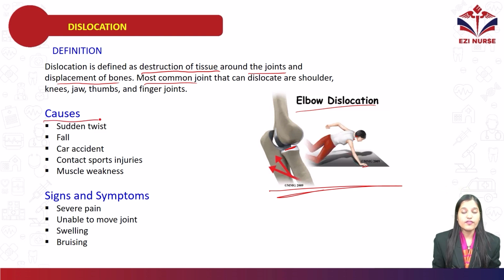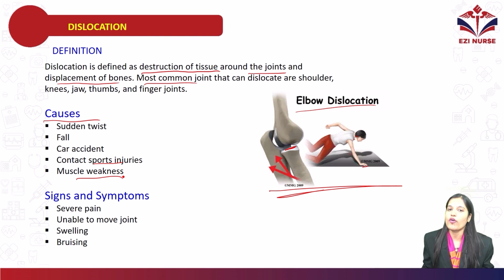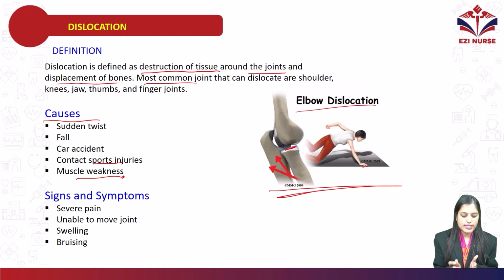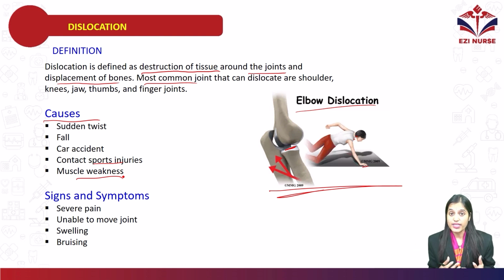Then what are the causes of dislocation? Sudden twisting, sudden fall, car accidents, or any outdoor sports. And muscle weakness. When you have muscle weakness, you may suddenly fall down and a dislocation of the joints may happen. So the common joints are the shoulders, knees, thumb or fingers. The causes are sudden twisting, falls, car accidents, any accidents. Those are the causes of dislocation.